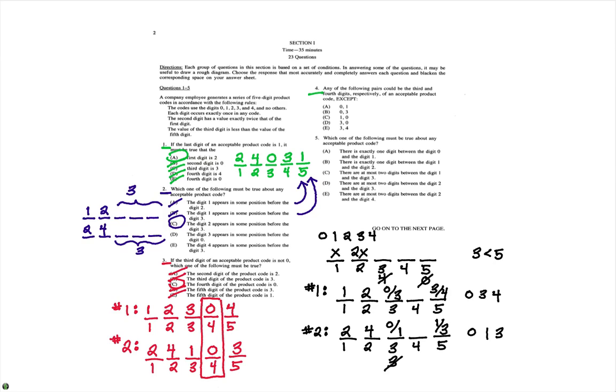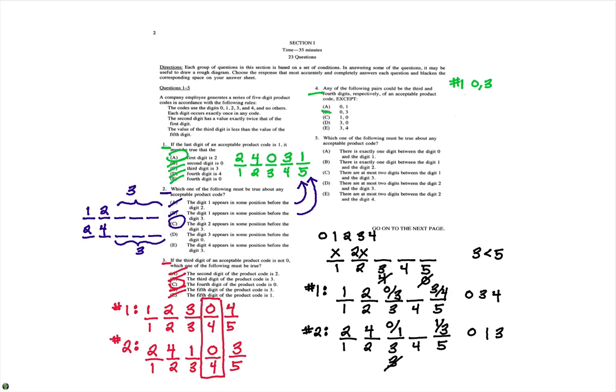Question 4. Any of the following pairs could be the third and fourth digits respectively of any acceptable product code except. So it's a could be true except question, which means 4 of these are incorrect because they could be true. We are looking for the answer choice that cannot be true. So again, since we're looking for what could be true in terms of the incorrect answer choices, let's scan our previous hypotheticals and see what we can eliminate. In our hypothetical from question 1, you see that the third and fourth digits were 0 and 3. B is out.